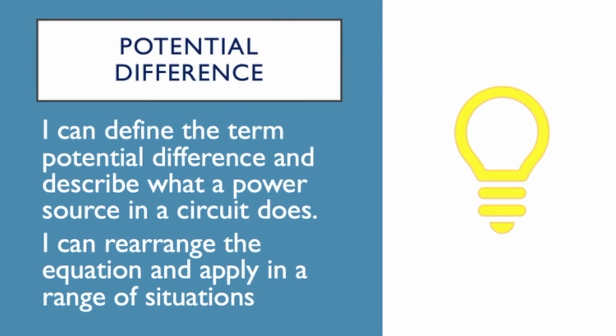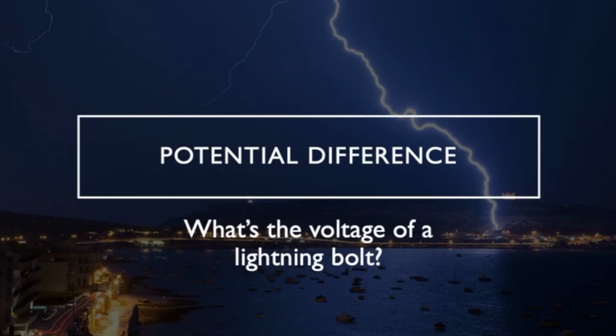Okay, so that's the end of this lesson on potential difference. These are the things you should be able to do. You should be able to define the term potential difference and describe what a power source in a circuit does. And you should be able to rearrange the equation for potential difference and apply it in different situations, which you'll need to do a little bit of practice on. But once you've done some practice, I'm sure you will be flying on it.